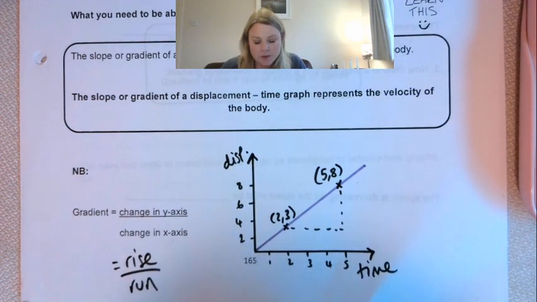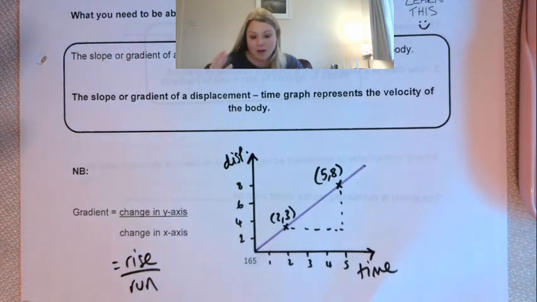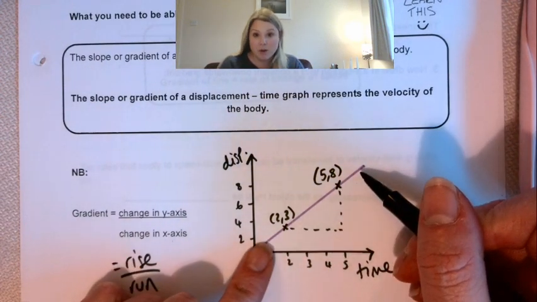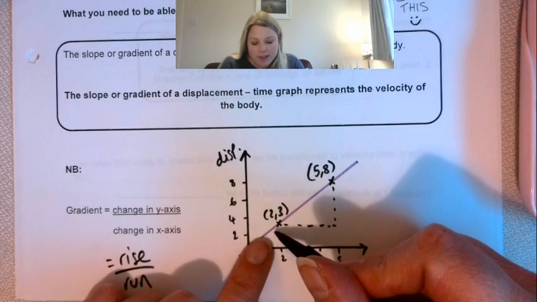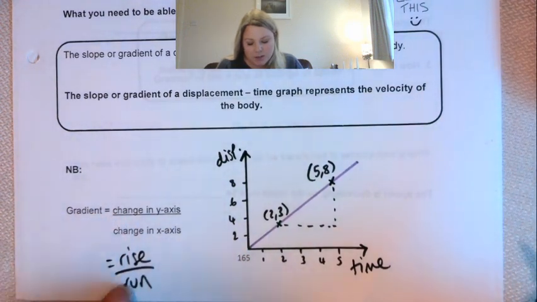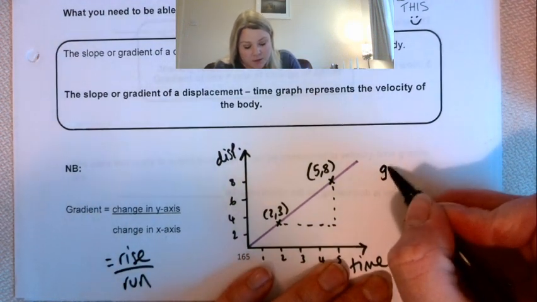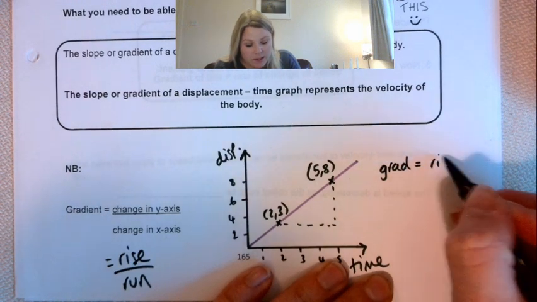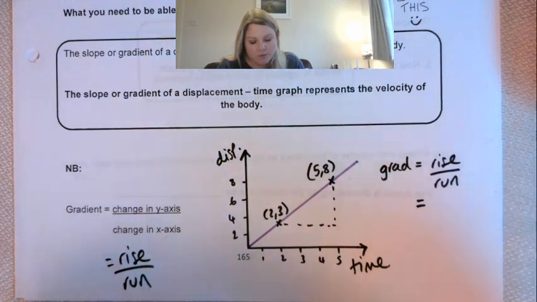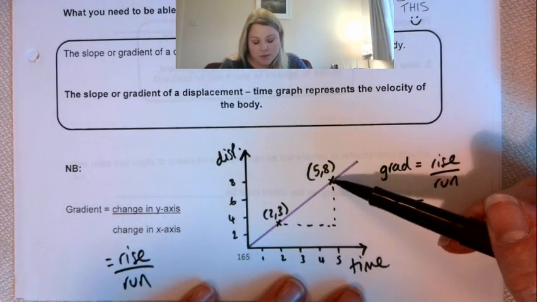Okay, so whenever I'm talking about calculating gradients, I would talk about using a big triangle. So you're always trying to pick 2 points which are really far apart on your graph. You wouldn't pick 2 points right beside each other. Okay, so if I'm doing this, I'm going to call it rise over run. It's just my preference. So gradient is rise over run. Okay, so the rise is how much, going from one point to the next point, how much your graph has gone up by.